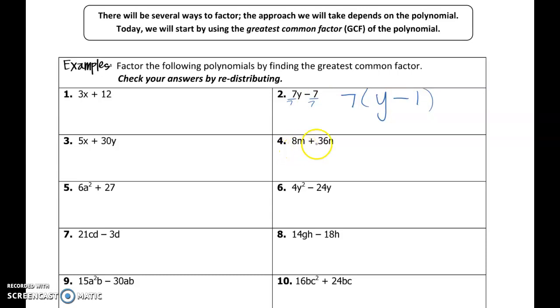Here I have 8m and 36n. So as far as variables go, m and n are not in common, so I can't take that out. And 8 does not go into 36. So I think, what number goes into 8 that goes into 36? I know the number 2 goes into both of them, and I know the number 4 goes into both of them. And so I'm looking for the greatest one. So that would be 4. So I'm going to take out a 4, and I'm going to divide that in, and I'm going to get 2m plus 36 divided by 4 is 9n.